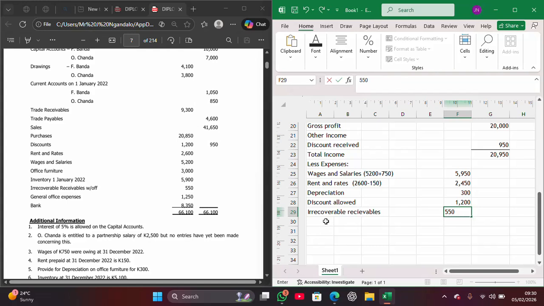What about the next one? This is a general what? General office expenses, which is 1,250. Yes. 1,250. Okay, so there we go.